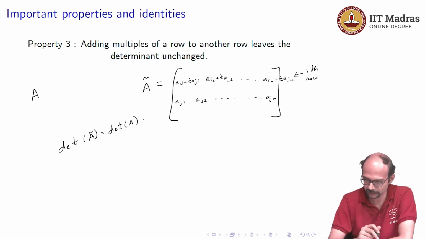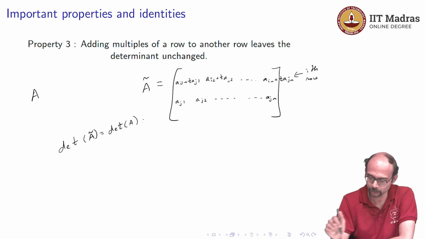So again, one has to prove this. One way of proving this is to expand along the ith row, and then you will get two different expressions. One is just determinant of A, and the other is determinant of a matrix which has two rows which are the same, and then one will have to prove that that is 0. Okay, so that's how you get this.